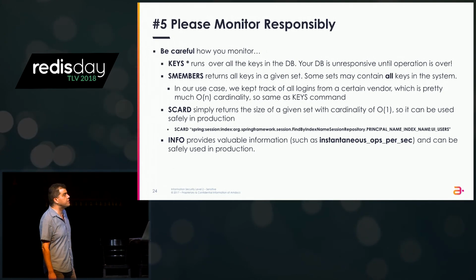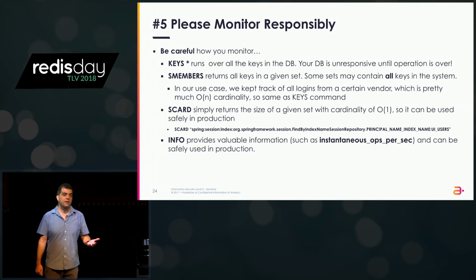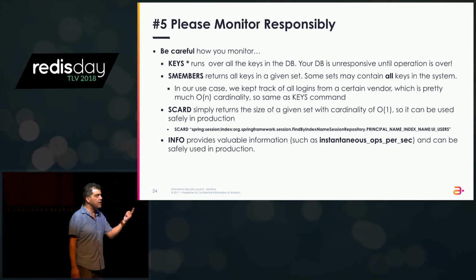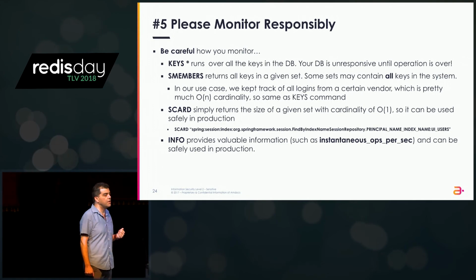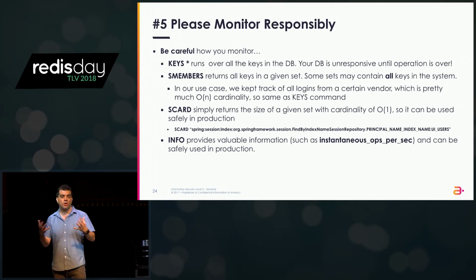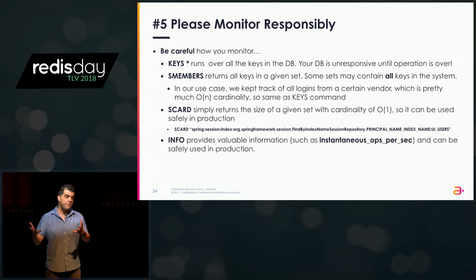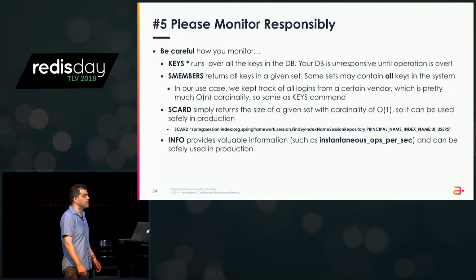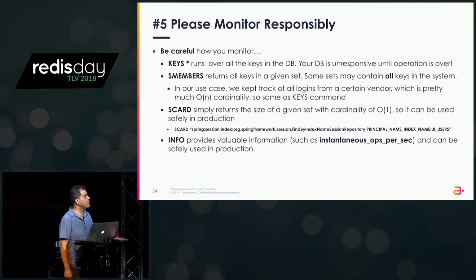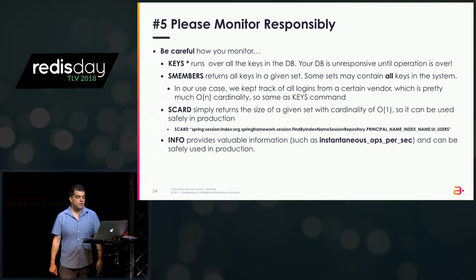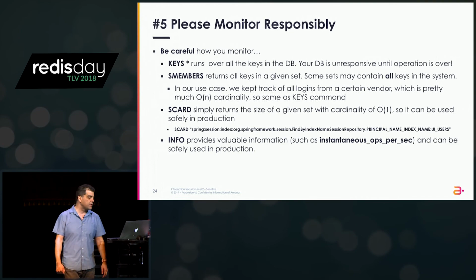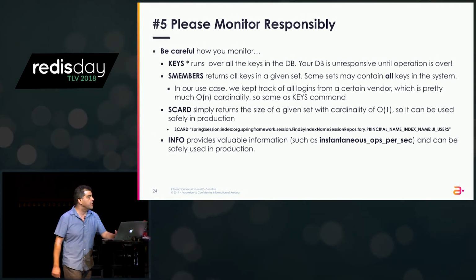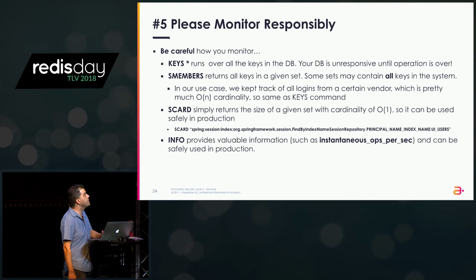SMEMBERS is going to return the data of a given set, right? So that set, maybe it's just a single user, but you can extend the framework to provide sets that basically contain all users of a given group. So that group might be very, very large, and then you go back to the keys star problem, right? So a safer solution would be to use SCARD to return the size of a given set, which is a cardinality of 1, or of course the INFO command that gives valuable information like ops per second.